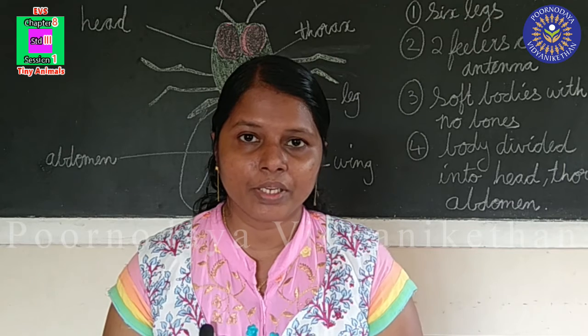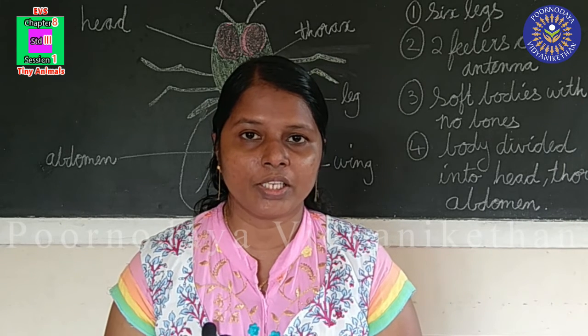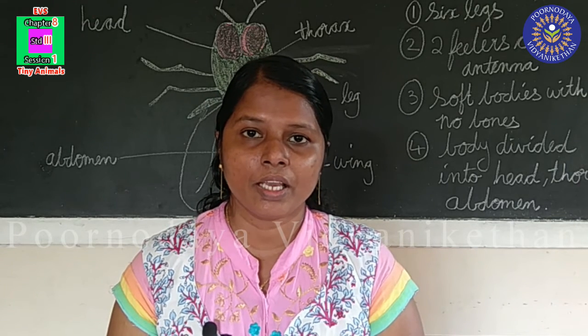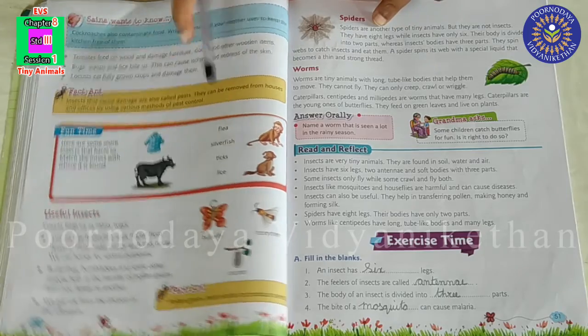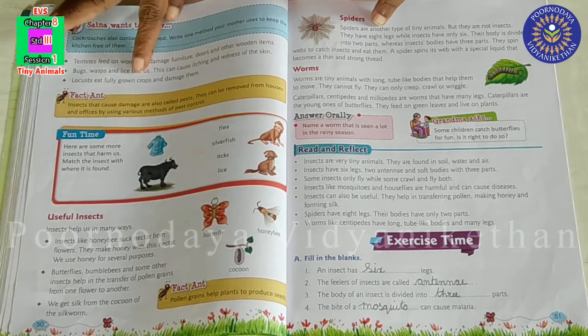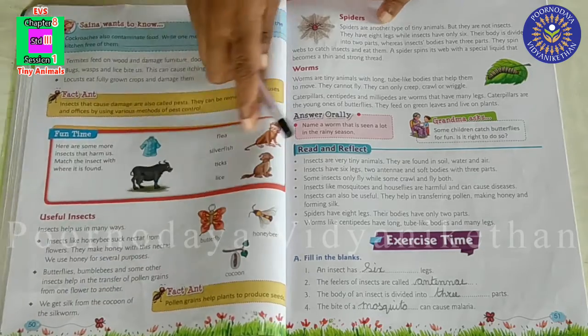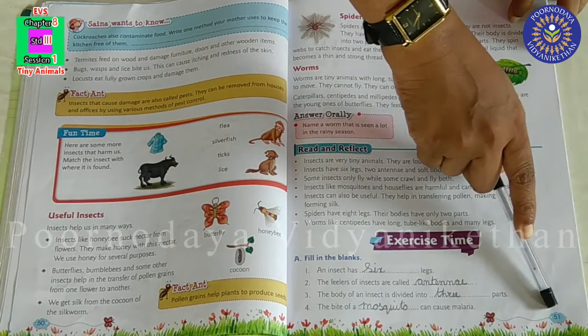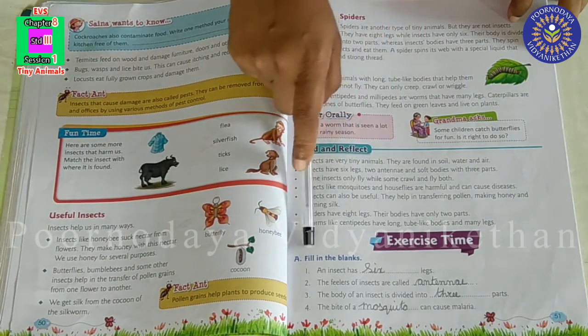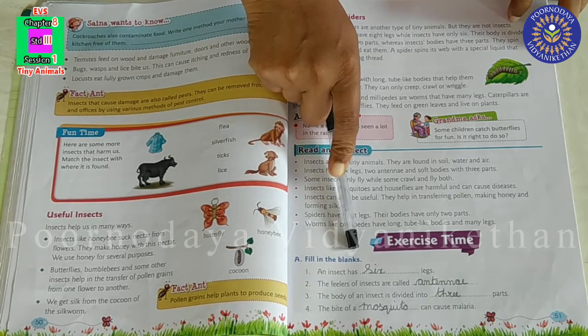With this, our chapter is over. Hope you understand this. Next is the exercise. Take your textbook, lesson 8, Tiny Animals. Page number 15, exercise. Fill in the blanks.